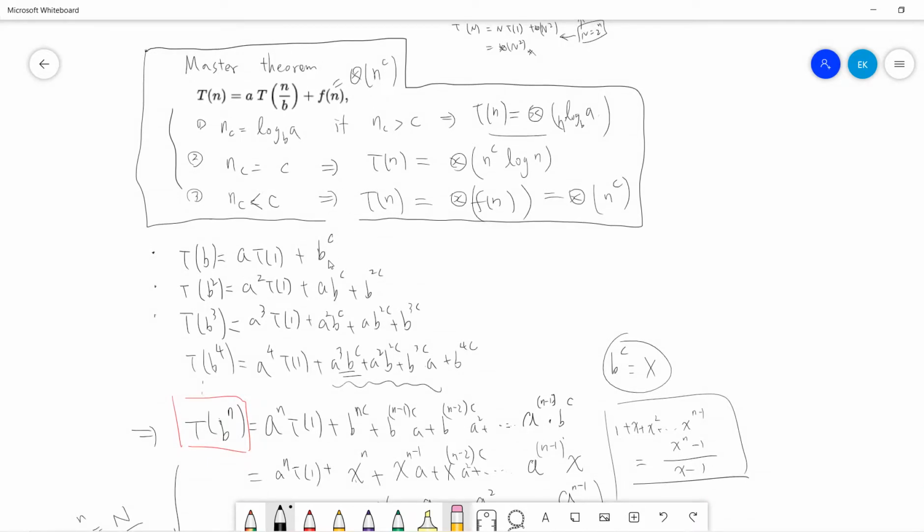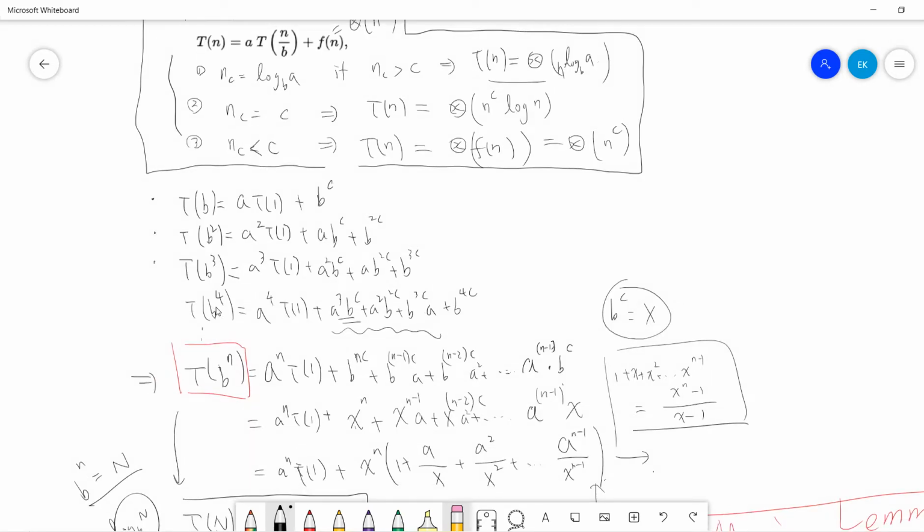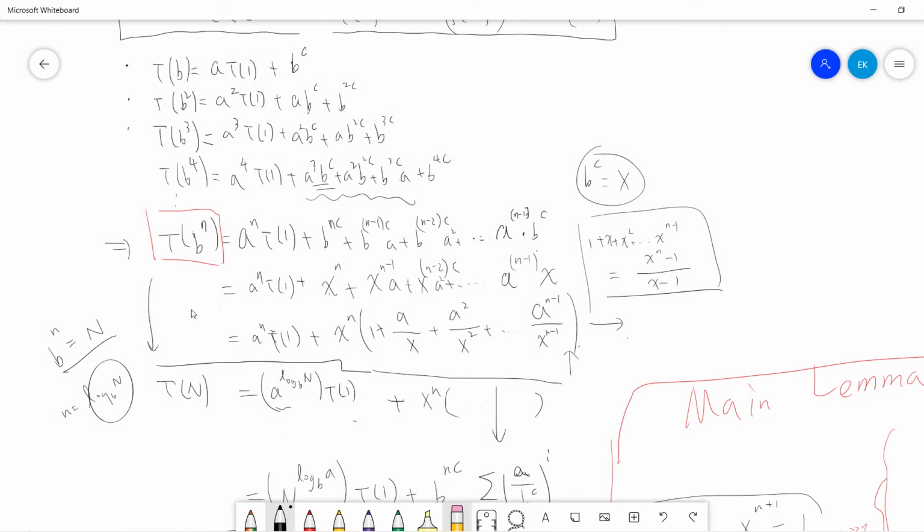If this is n to the c, then T(b squared) will be a times the previous one, so a squared T(1) plus a b^c plus b^(2c). T(b cubed) will be a cubed T(1) plus a squared b^c plus a b^(2c) plus b^(3c). And T(b to the 4) will be a^4 T(1) plus a^3 b^c plus a^2 b^(2c) plus a b^(3c) plus b^(4c). So obviously you see a trick, right? T(b^n) will be a^n T(1) plus b^(nc) plus b^((n-1)c) a plus b^((n-2)c) a squared, up to a^(n-1) b^c. Just for convenience, I let x be b^c.